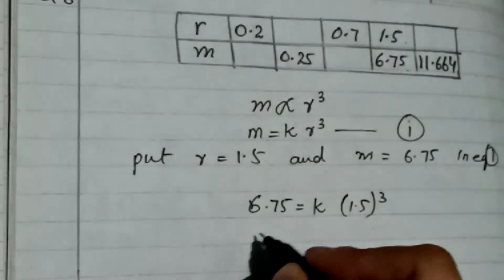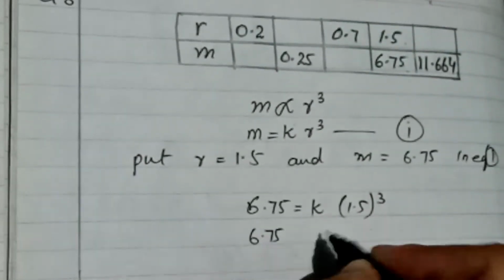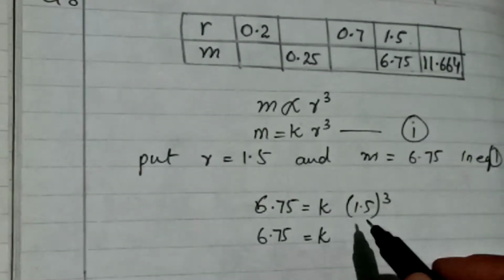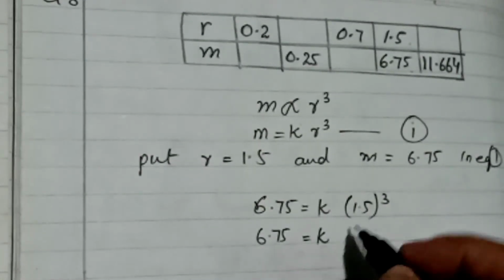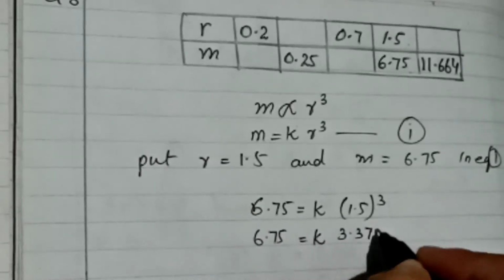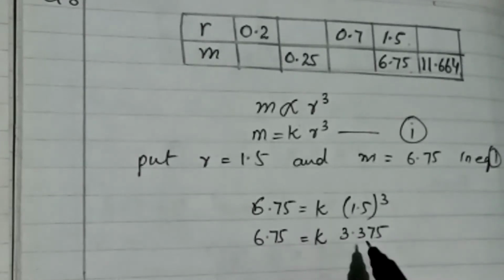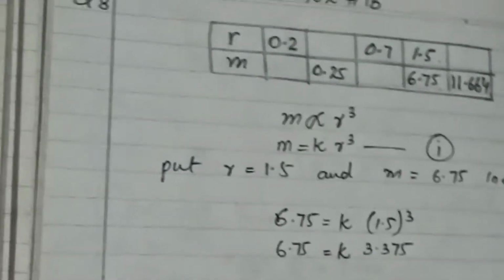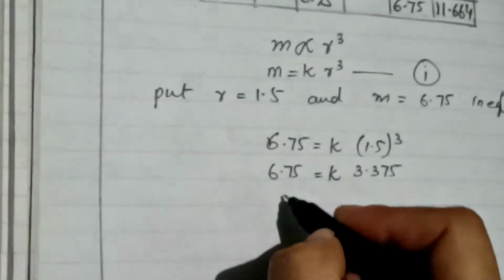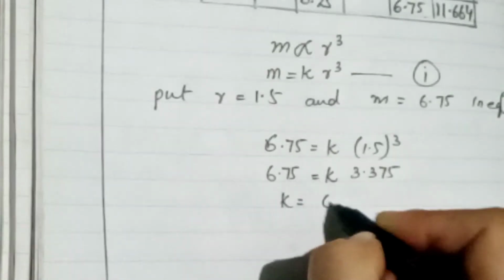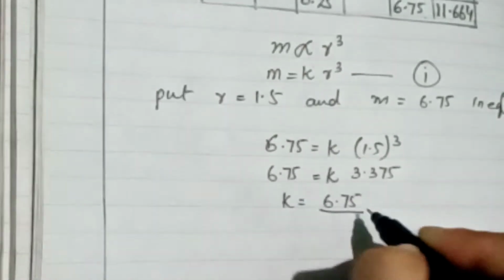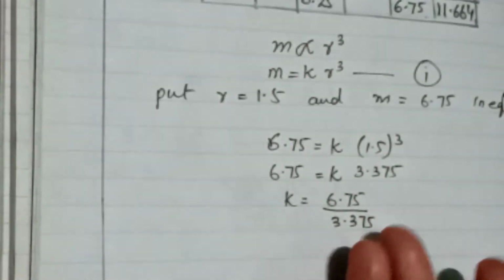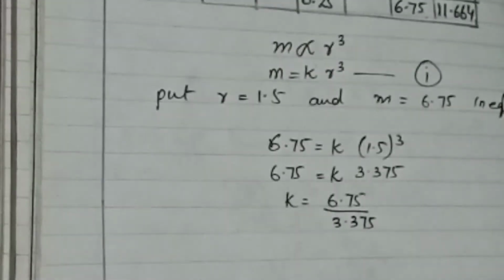For finding k, 6.75 equals to k. Cube of 1.5 is 3.375. We have to move this 3.375 on the other hand side of equals to for finding k. So k equals to 6.75 divided by 3.375. I flip these two values.